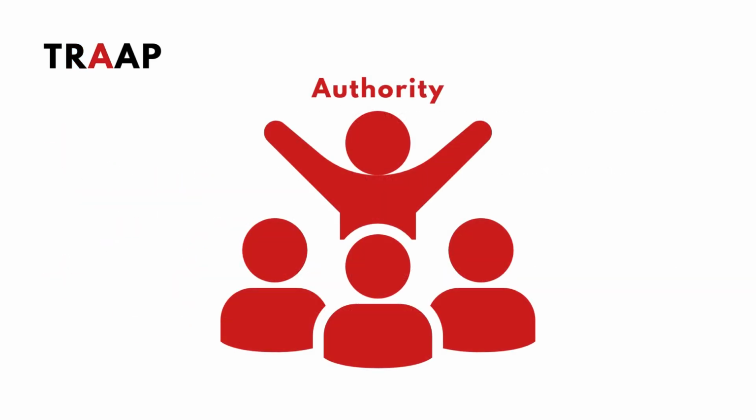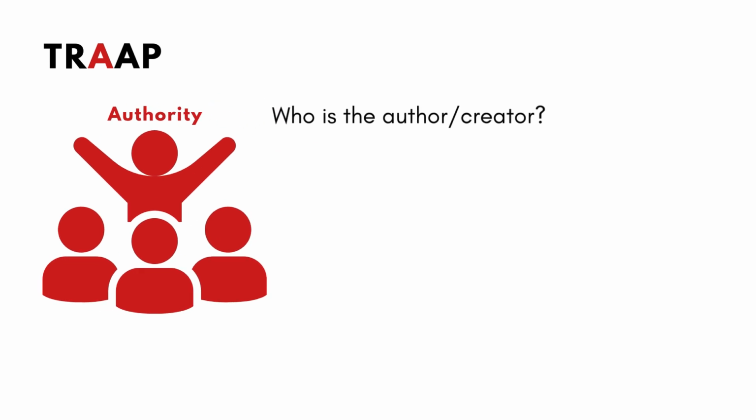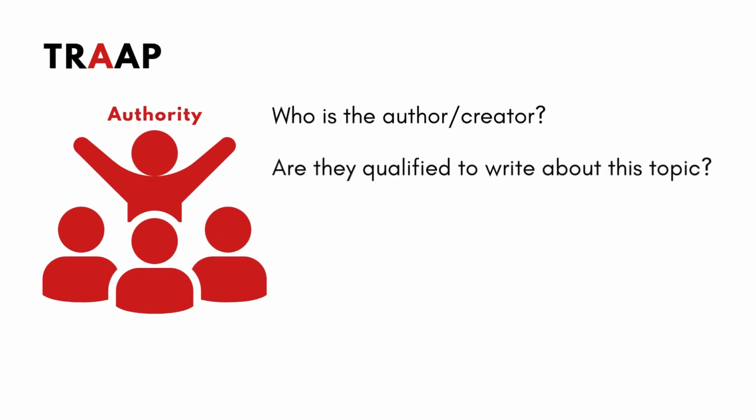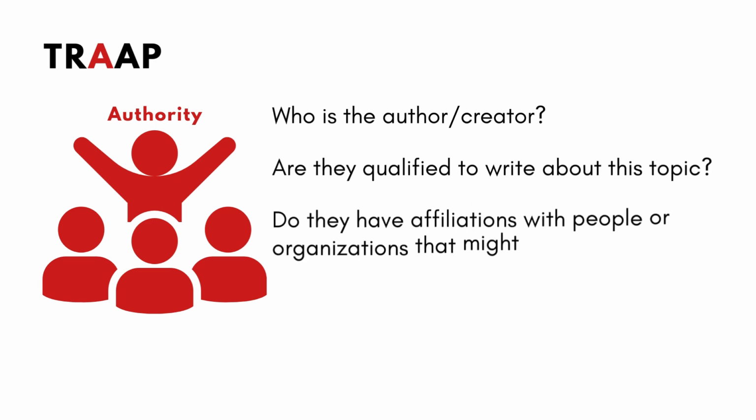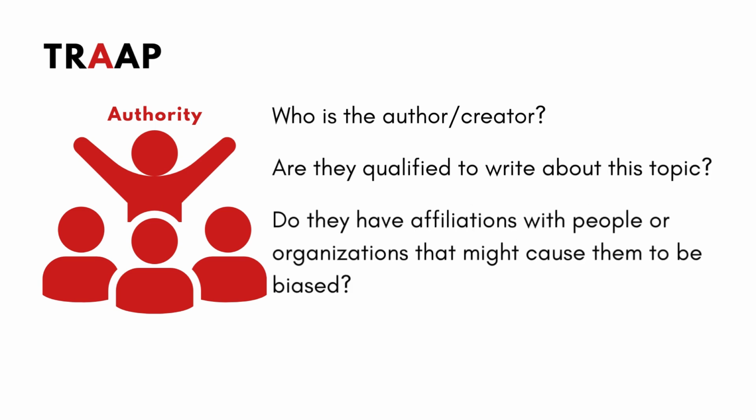Authority is a type of influence that is recognized or exerted within a community. In this context, we must determine who created the information and what kind of authority they have to do so. Ask yourself, who is the author or creator? Are they qualified to write about this topic? And do they have affiliations with people or organizations that might cause them to be biased about the topic?